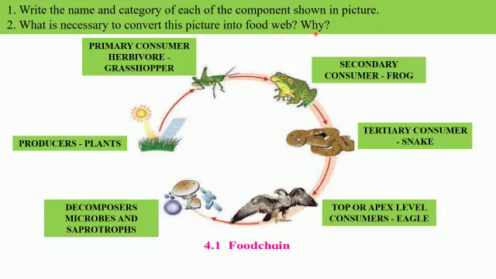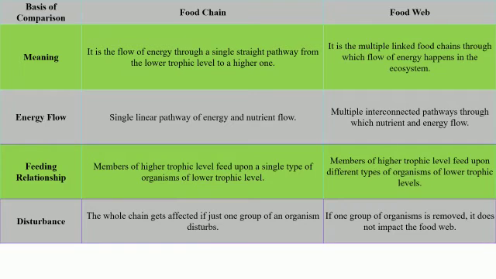And why do we need to do this? Because by doing this, we can increase the biodiversity. So in order to increase biodiversity, it is necessary to have more animals at every level. Let us now see some differences between a food chain and a food web. So here are a few differences between a food chain and a food web.